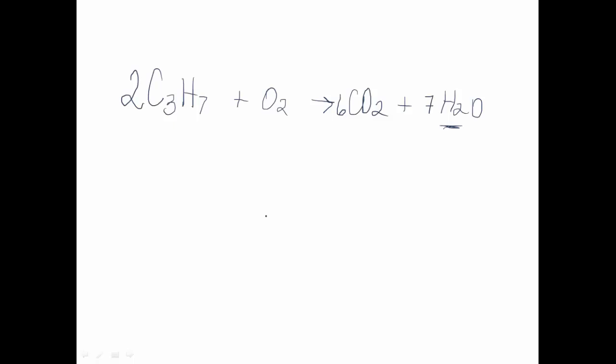All right, so finally I need to look at my oxygen. And my oxygen shows up in 2 places on the product side. I have 6 times 2 in my carbon dioxide, so that's 12, plus 7 on the water. So that equals 19. What can I put in front of O2 to make it a 19? It would have to be a fraction, okay? It would have to be 9.5. And again, I can't do that. So I'm going to have to try again, multiplying my coefficient out front by 2 again.